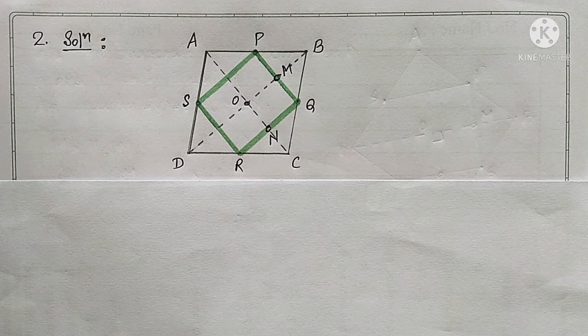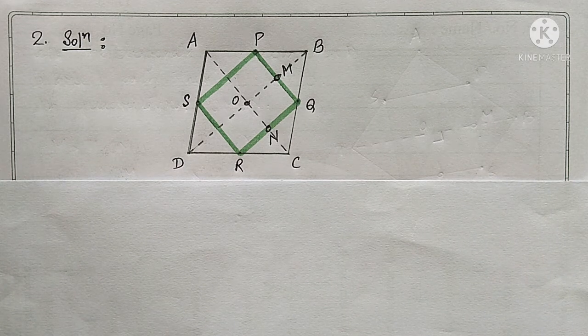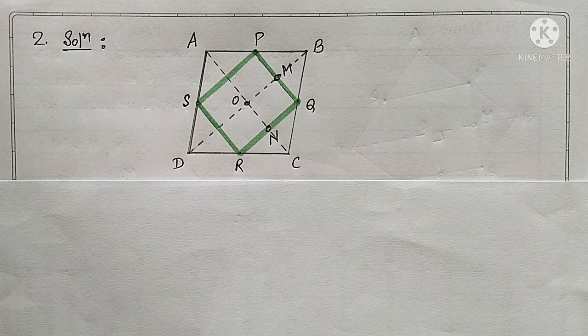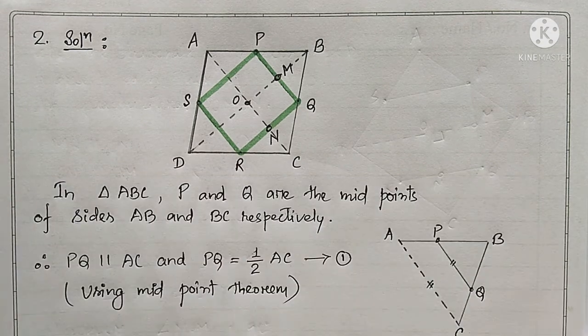So two things we have to do here: we need to prove the opposite sides are equal and parallel, as well as prove that each angle, or any one angle, is 90 degrees. Is it clear? Okay, let's start now.